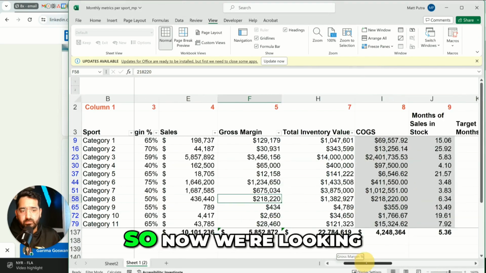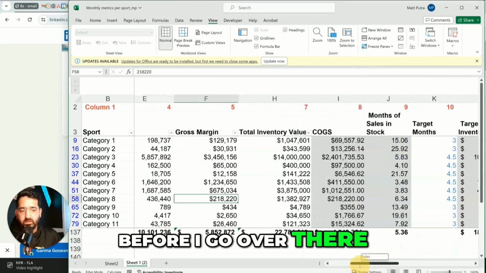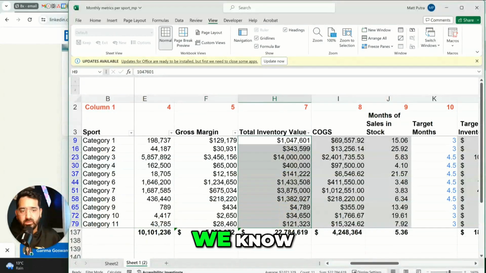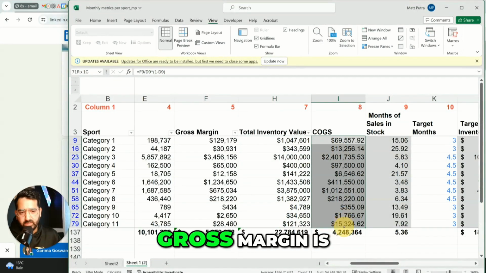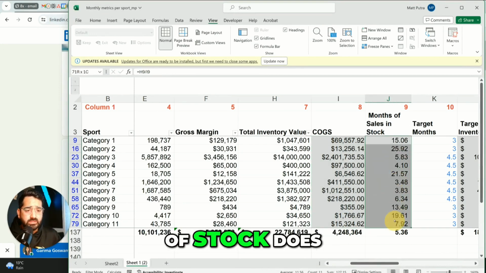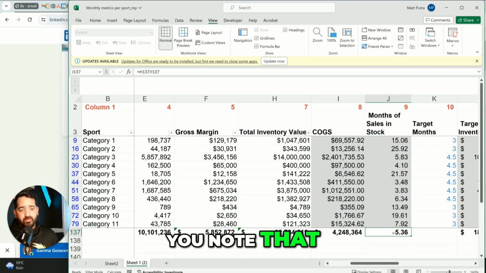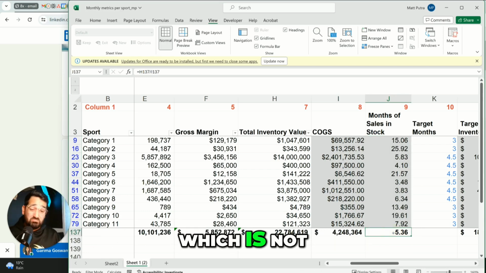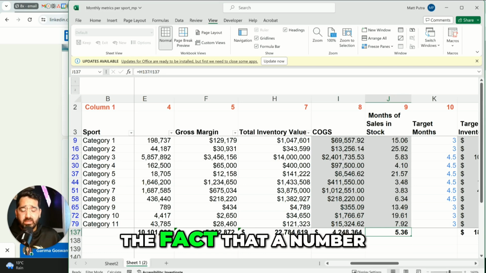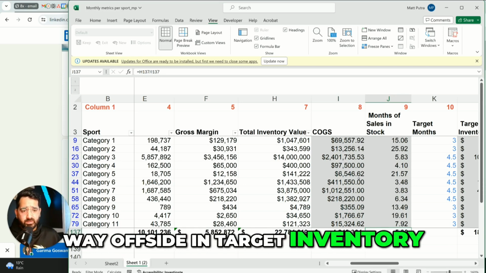Okay. So now we're looking at the total inventory value. We know what the cost of goods sold is because we know what the gross margin is. Now we can tell how many months of stock each category has in it. You note that the approximate 5.5, which is not a terrible number, but it's not a great number, is actually masking the fact that a number of these categories are way offside in target inventory.